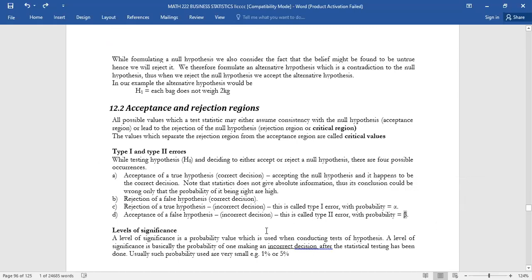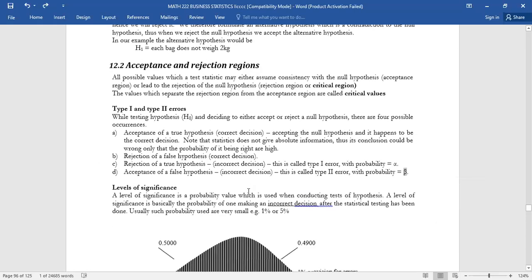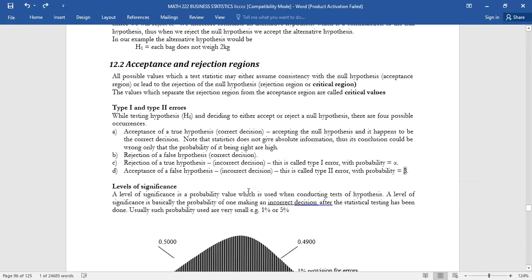Then the other thing that I want us to remind ourselves is the level of significance. In our previous class, we used the 1% level of confidence and 5% level of confidence. Remember, there was a question that used 30%, but the most common ones are 1% and 5%. So a level of significance is the probability value which is used when conducting the test of hypothesis, and we have the steps. Of course, we reach the step of accept or reject, step number 5.